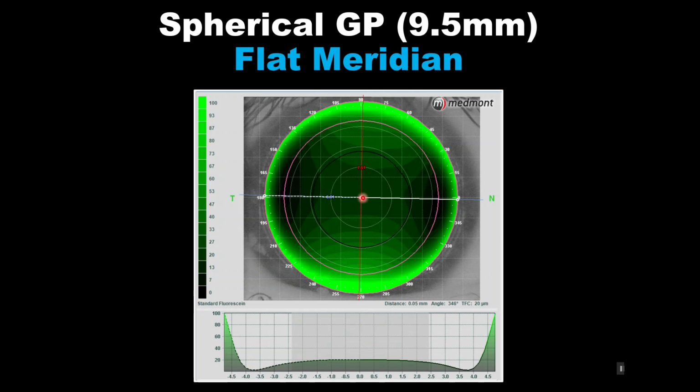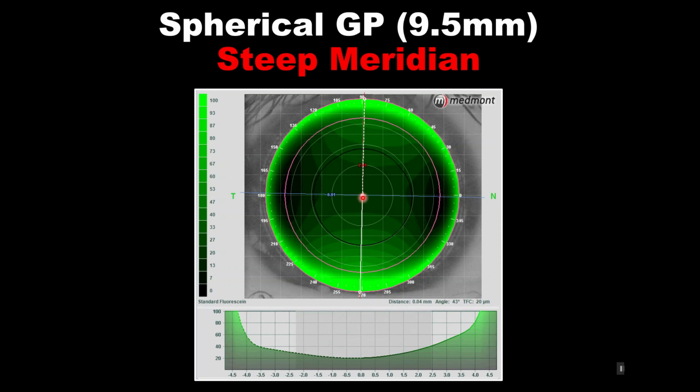20 microns will allow you to just see the fluorescein under the slit lamp, to be able to say that that lens definitely clears the cornea. Now let's switch this white axis line to the vertical, to the steep meridian, to the deeper meridian. And notice the fluid layer is getting thicker and thicker as you head towards 6 o'clock, getting thicker and thicker as you head toward 12 o'clock.